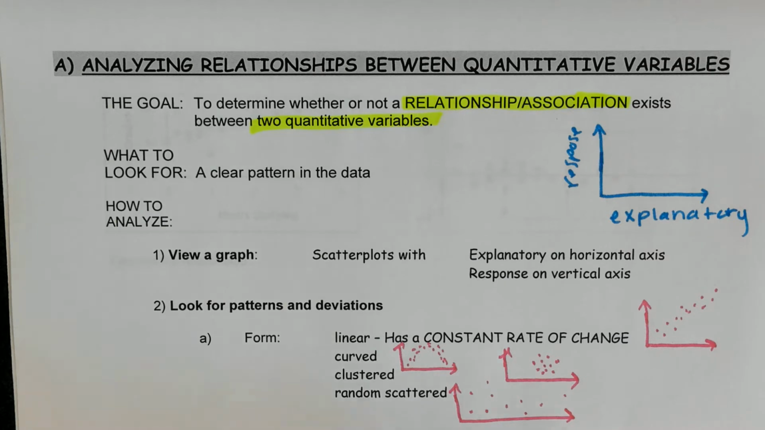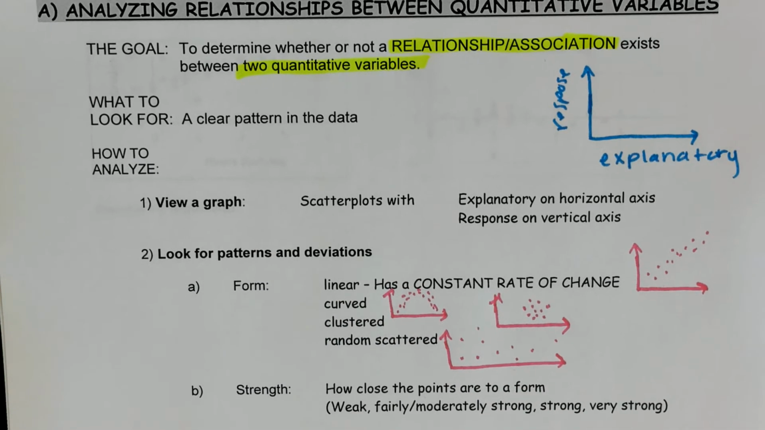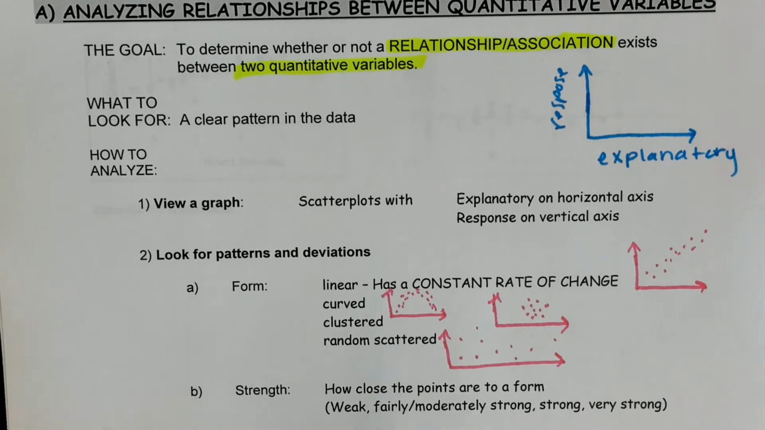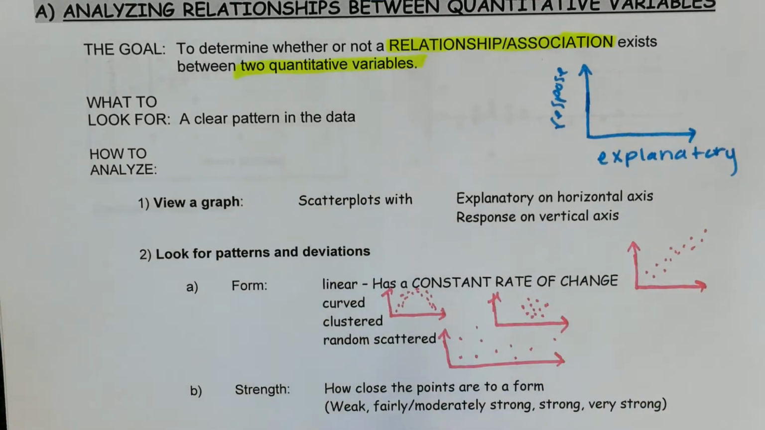So the first thing you're going to do is identify the form. The second thing is you are going to identify the strength. Something might be kind of sort of linear, or it might be very linear. So you would say, that's a very strong linear relationship, or a very strong curved relationship, or if it's not, maybe you say it's kind of weak.